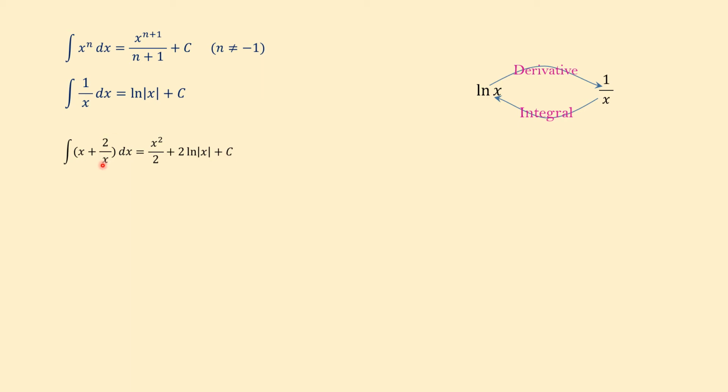Note that 2 over x is 2 times 1 over x, and the integral of 1 over x is ln of x. So integral of 2 over x is 2 ln of x.